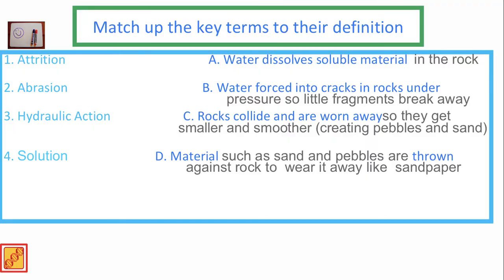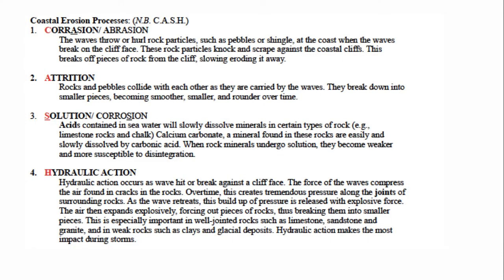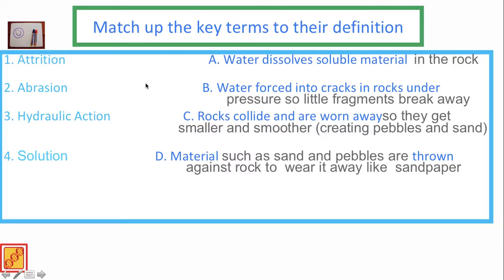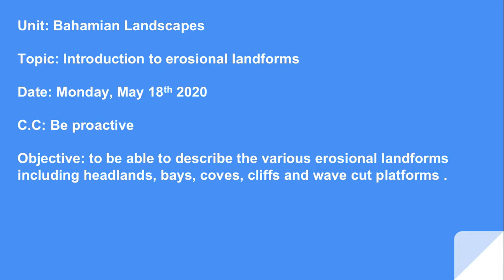Types of erosion then, so try and match these together. Pause the video. So yeah, we can match them up. Solution, we've done that a lot recently, so that's water dissolving. Hydraulic action is water being forced into the cracks. Abrasion is like sandpaper being thrown against rock and wearing it away. And then attrition, rocks colliding, so remember those fist bumps. It goes through those definitions on that worksheet.